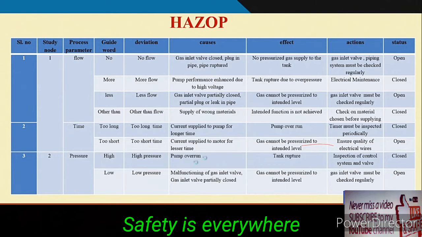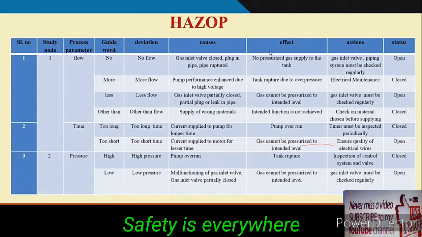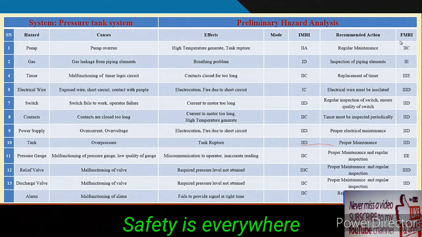Achha. Now, if you see the preliminary hazard analysis for these 12, then IMRI and some recommended actions are given and FMRI is created. So, it is not regularly maintained. So, that is why the effect is this, but what if you regularly maintain, it will be reduced to this. Okay. So, this is basically the application part I am showing. So, it's a kind of revisit, and similar things we have seen earlier also.